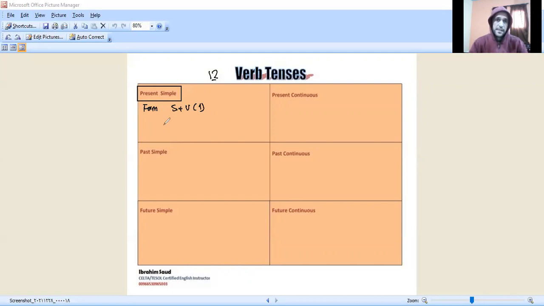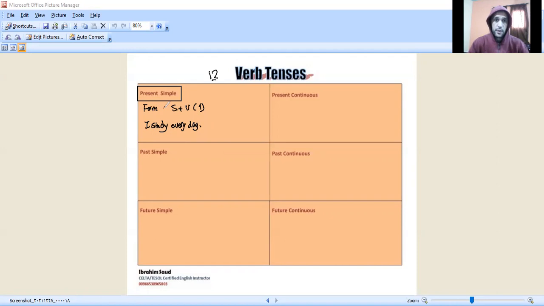For example, when I say, I study every day, and he studies every day. If you want to make a negative sentence, you use don't or doesn't. And if you want to make a question, you will start with do or does.